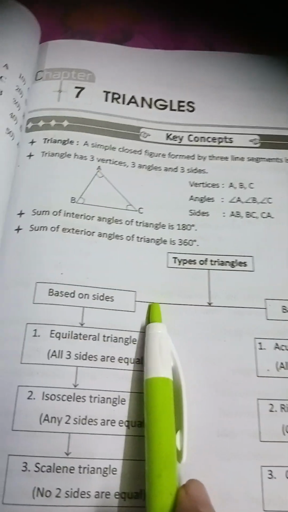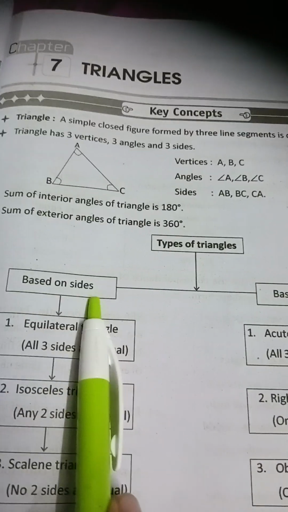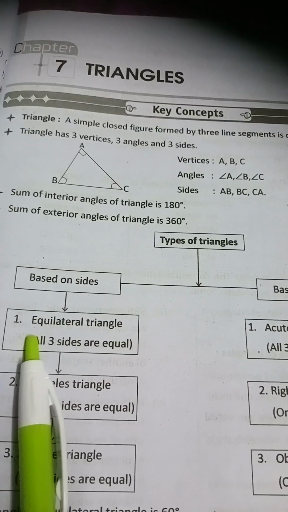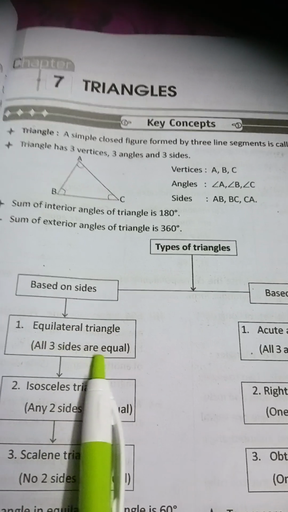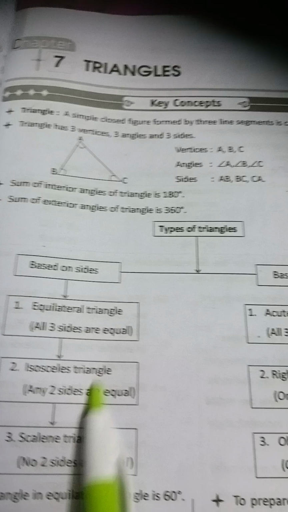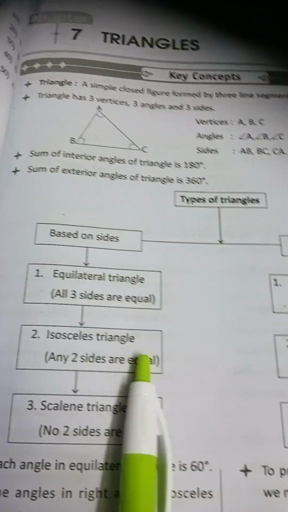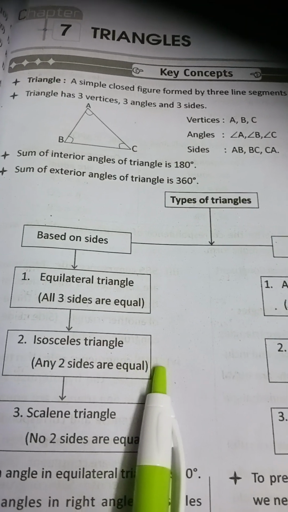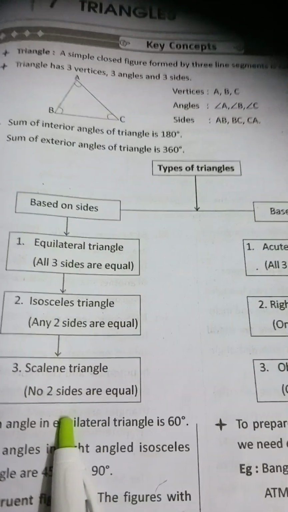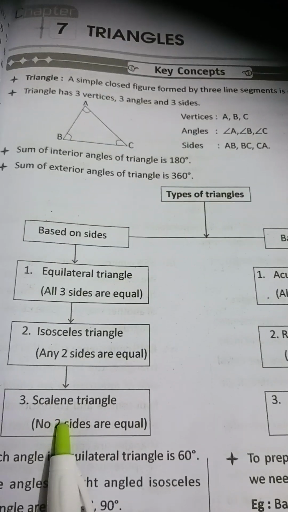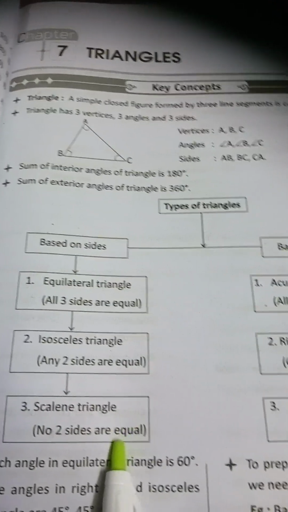Types of triangles are given here. Based on sides. Number 1, equilateral triangle: all three sides are equal in an equilateral triangle. Number 2, isosceles triangle: any two sides are equal in an isosceles triangle. Scalene triangle: no two sides are equal. In the scalene triangle, no side is equal.